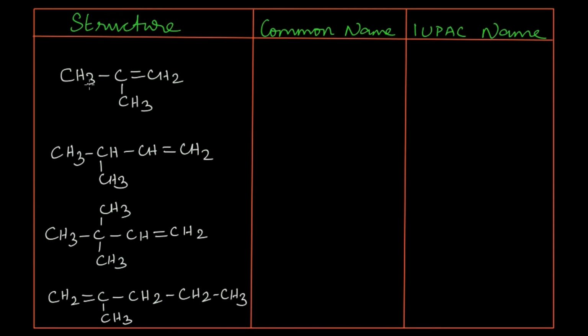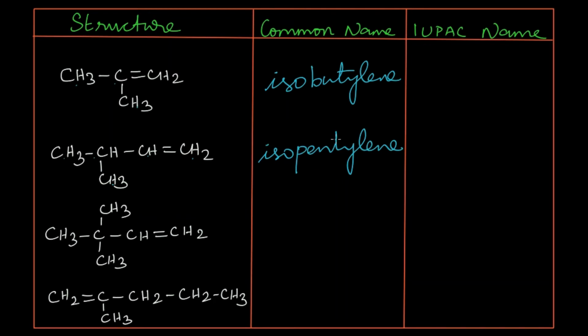Now, here, for the common name, you have to count the total number of carbons present. 1, 2, 3, 4. 4 means it's butylene. There is a side chain. If there is one side chain, we have to give iso. So the common name of this compound is isobutylene. Okay. And this one, count the entire carbons present in this compound. 1, 2, 3, 4, 5. There are 5 carbons and one side chain. So iso for the side chain, totally 5 carbons, that is pentylene.